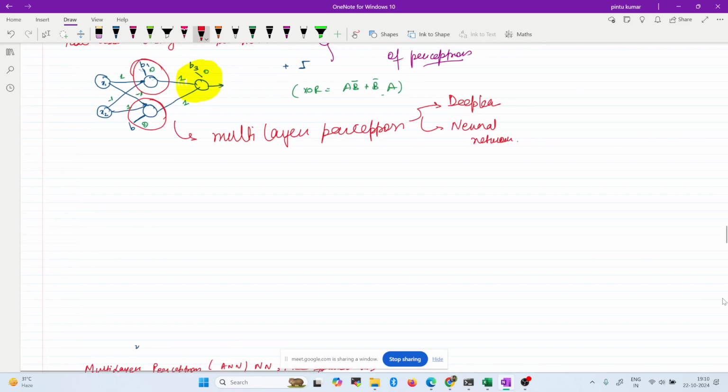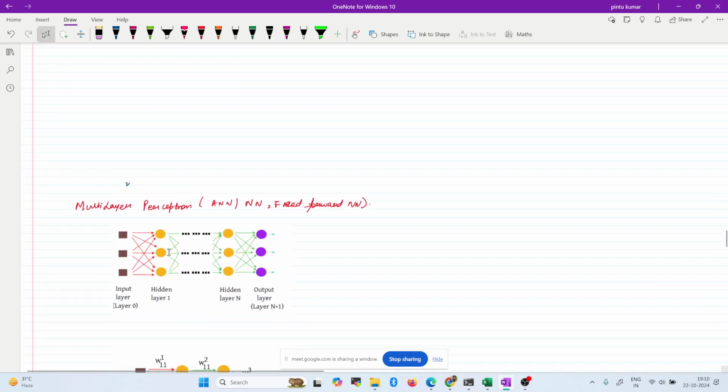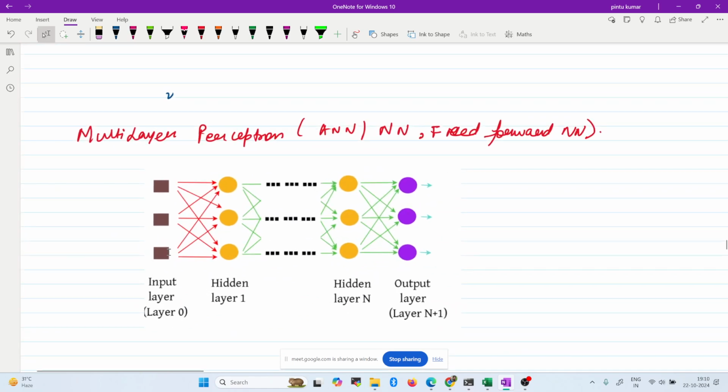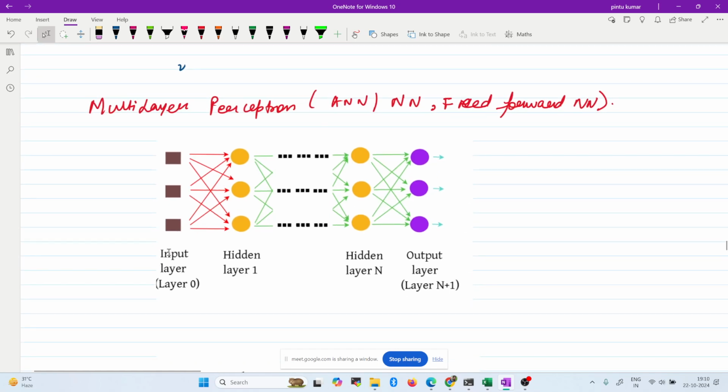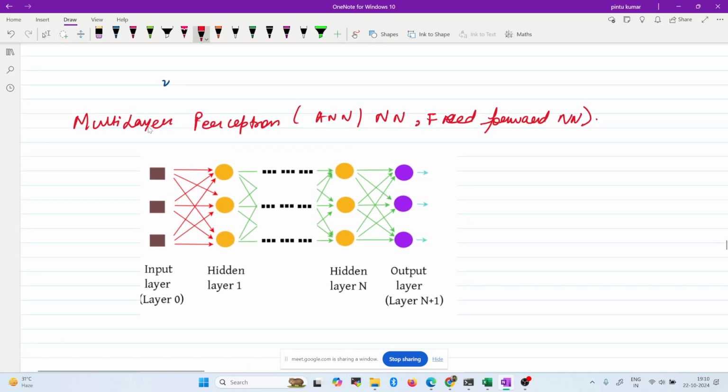So this is a modern architecture of your multi-layer perceptron or feed-forward neural network. You have some features, that is x1, x2, and so on.